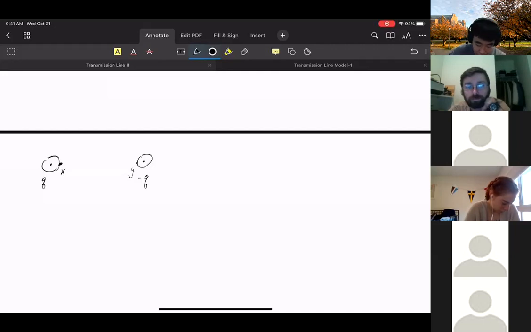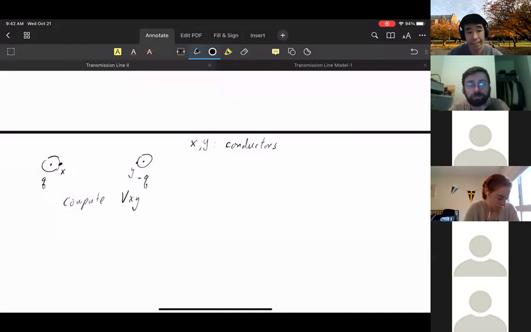So we can think of X and Y as conductors. When we compute the voltage difference between two conductors, we're computing the voltage difference between two points on the surface of the conductors. What we want to compute is Vxy, the voltage between point X and point Y. There are two contributions to this voltage.